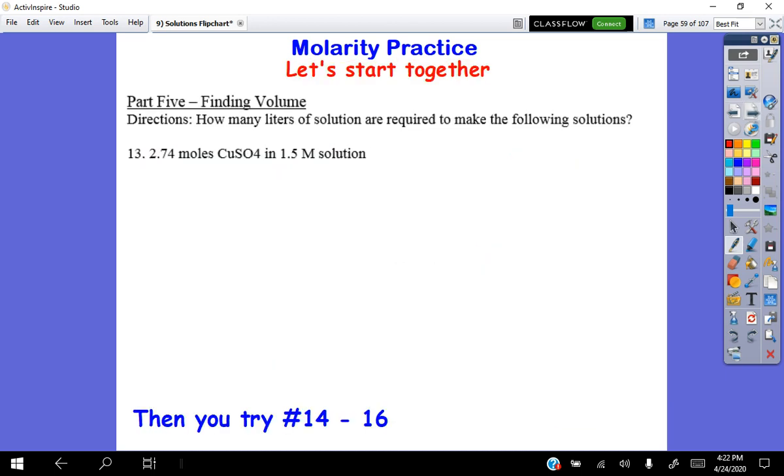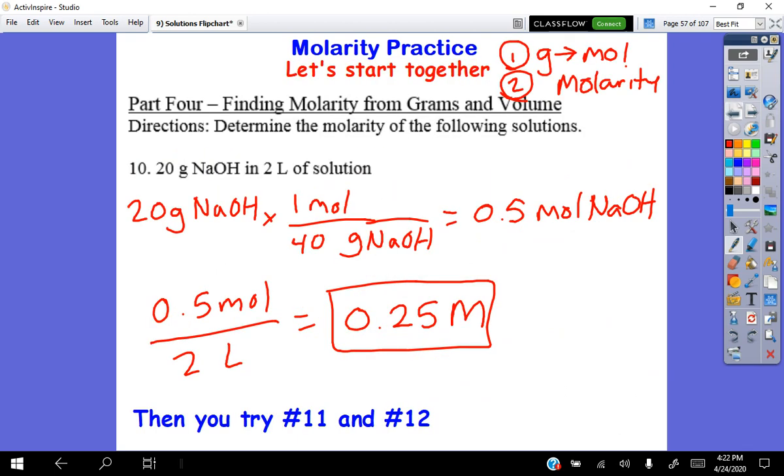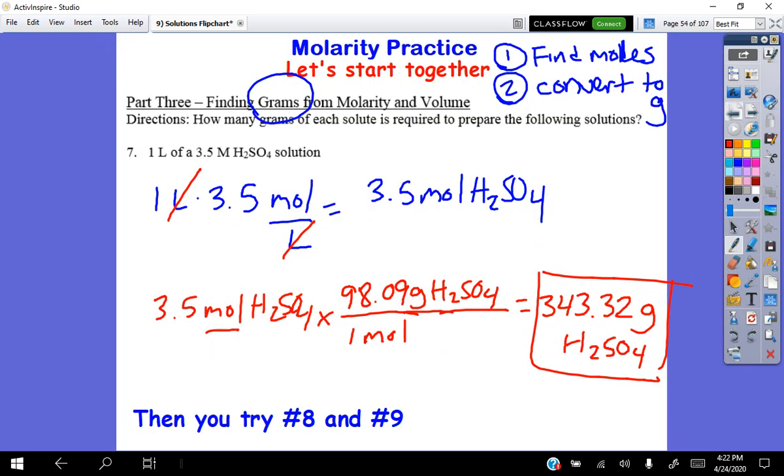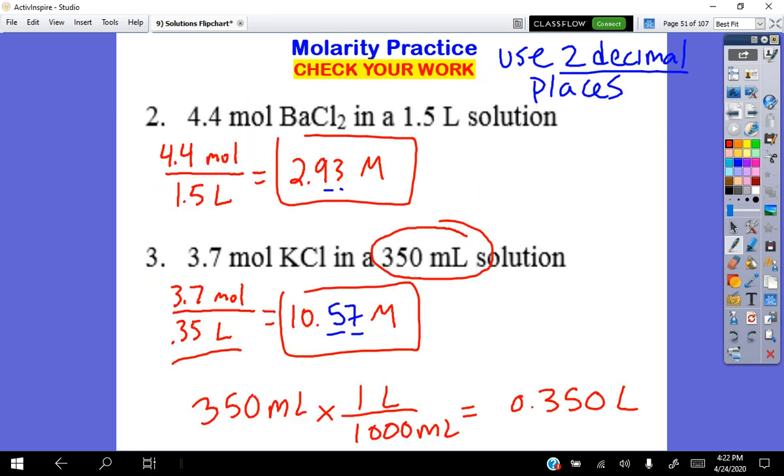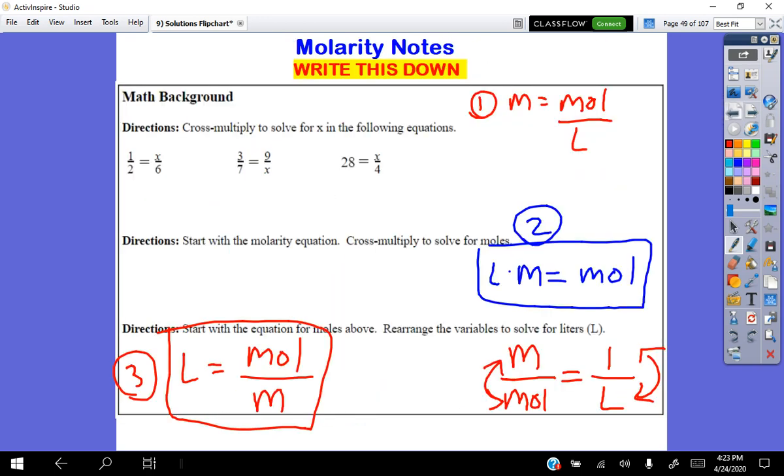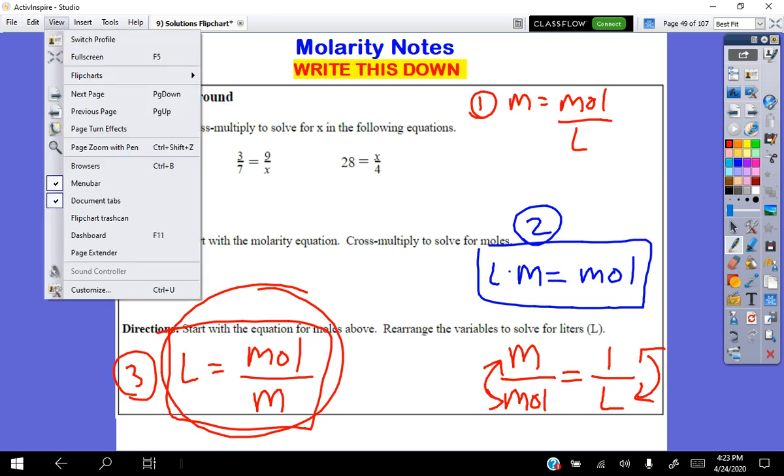All right, and saving the best for last. One of the last parts we have to do is find volume. That's going to use that third equation. Liters is equal to the moles divided by the molarity. So when I say third equation, I'm going back to our math background page. See, this one. Liters is the moles divided by the molarity.